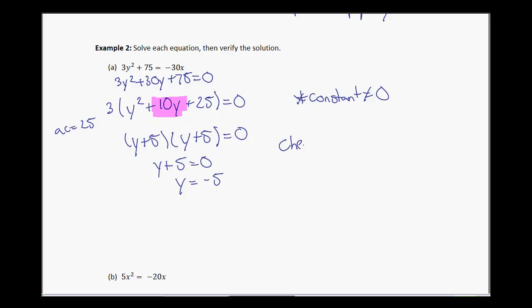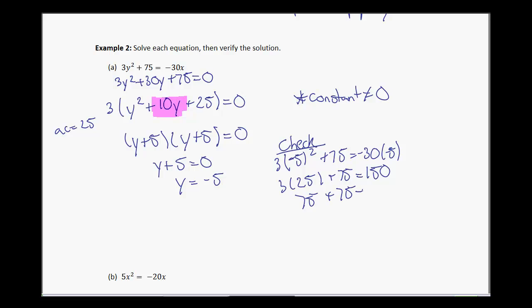We need to verify a solution, so let's check and plug back into the original equation, and we have 3 times negative 5 squared plus 75 equals negative 30 times negative 5. 3 times 25 plus 75 equals 150. And 75 plus 75 equals 150, and 150 equals 150. Hence, y equals negative 5 is our one and only solution.